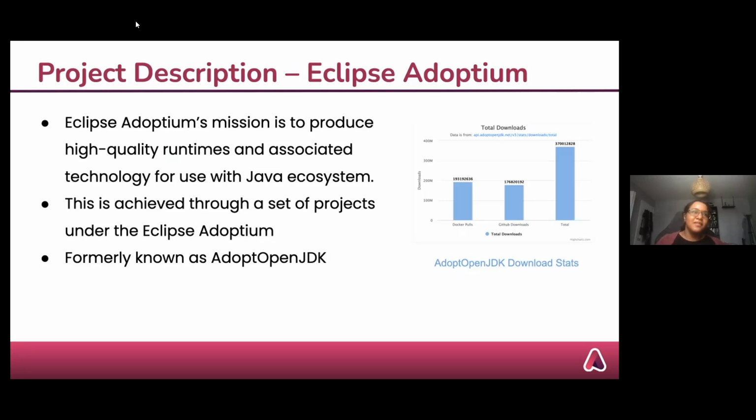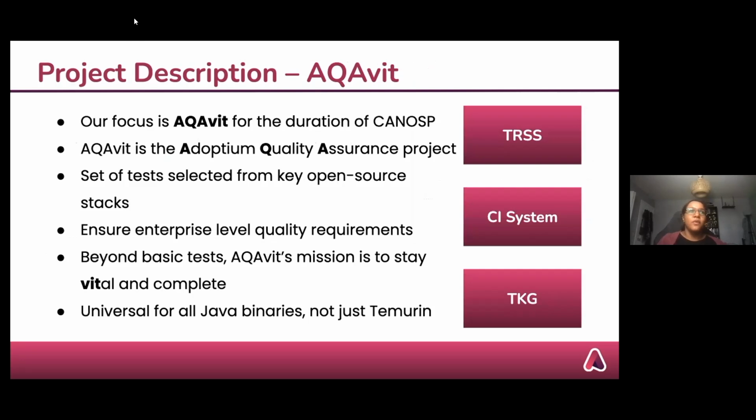And AQAvit, the next slide, is what our focus will be on for the duration of CANOSP. AQAvit is the Adoptium Quality Assurance project. It is a set of tests that are selected from key open source stacks. They ensure enterprise level quality requirements, going beyond just making sure that it abides by the compliance for Java languages.